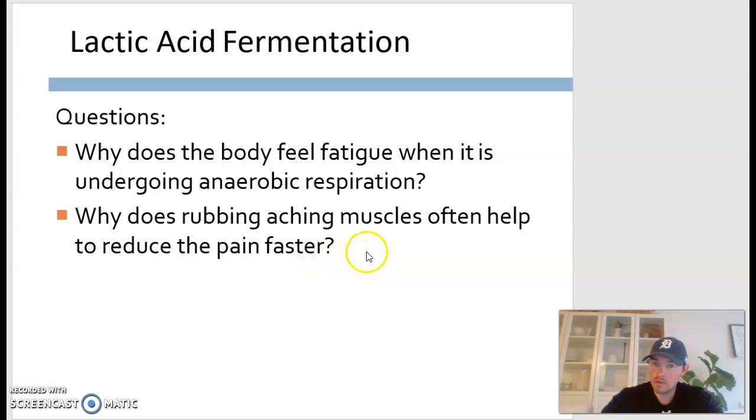And why does rubbing aching muscles often help reduce pain? Well, when you rub your muscles, you're literally pushing that lactic acid into the circulatory system so that your circulatory system can wash it away so that the liver can break it down.